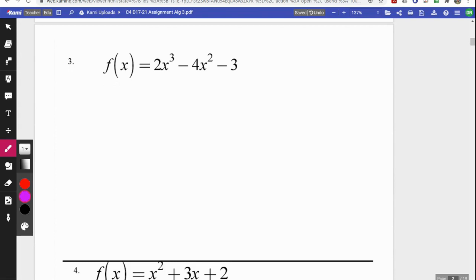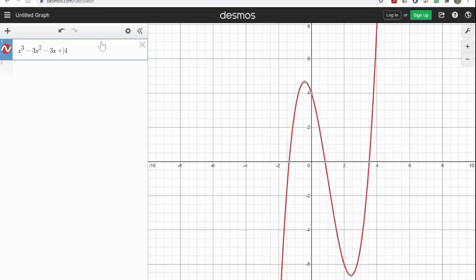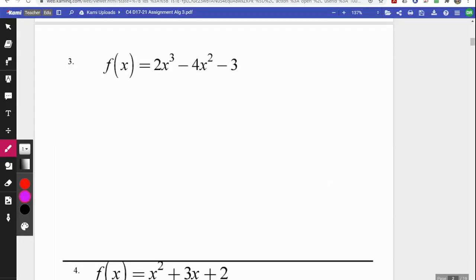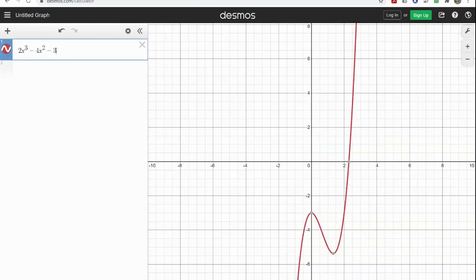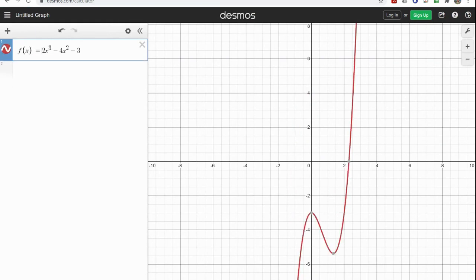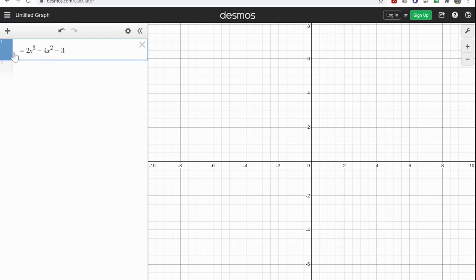2x to the third minus 4x squared. So 2x to the third. We'll just try and modify this one. 2x to the third minus 4x squared minus 3. Okay, looks like that did it. And just to show this, you can have the f of x in front of there, and it doesn't change anything. Or you could have y in front of there, and it doesn't change anything. It's the same as just the function.